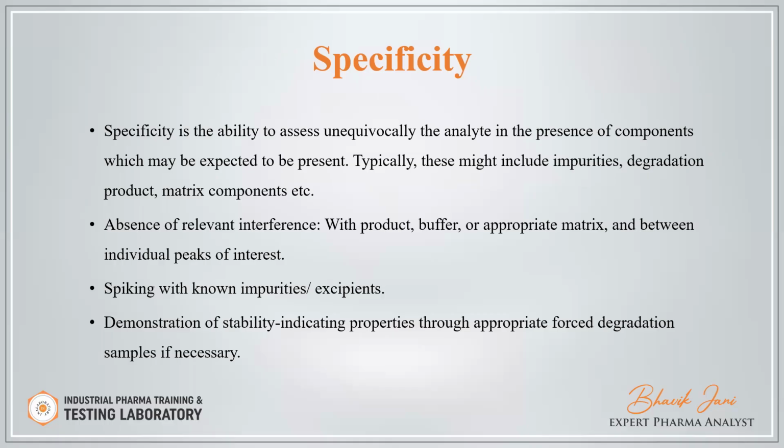There should be an absence of relevant interference from the product, the buffer or appropriate matrix, and between the individual peaks of interest. It means all peaks, blank, placebo, impurity, standard, sample, all peaks should be separated. Peaks should not be merged with each other. Then we have to spike the impurity in our test sample. And after the spiking, all the impurity peaks shall be separated from each other.